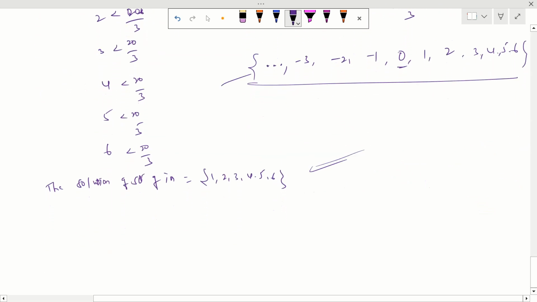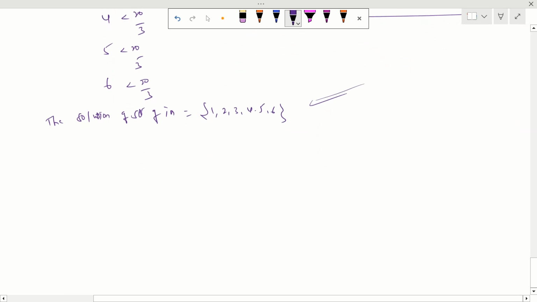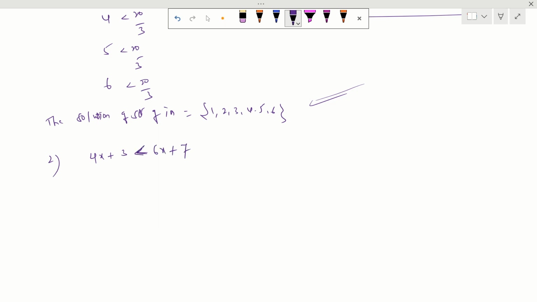Okay, so it depends on whether x is a real number or an integer. So we need to solve the inequalities, right? So now we come to the next example. Okay, we can take the next example 2. We need to solve this inequality: 4x plus 3 less than 6x plus 7. So you just do here, the less than symbol is there.